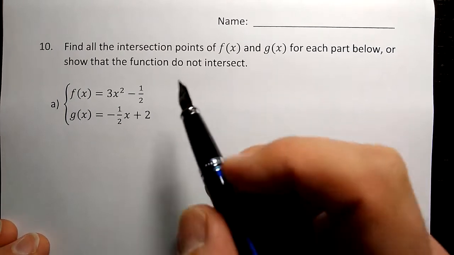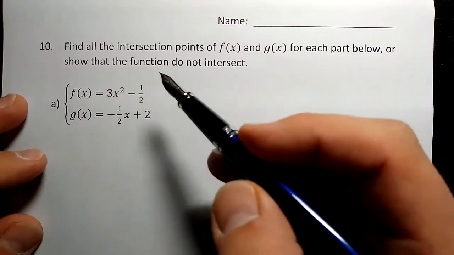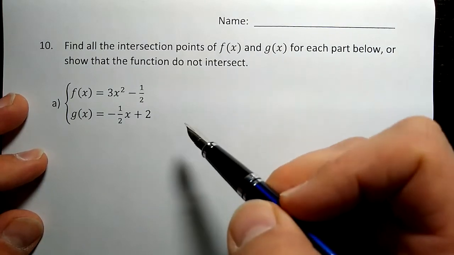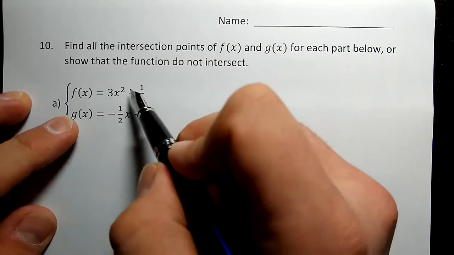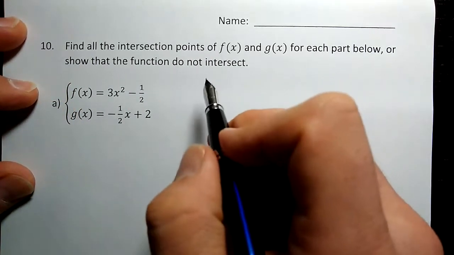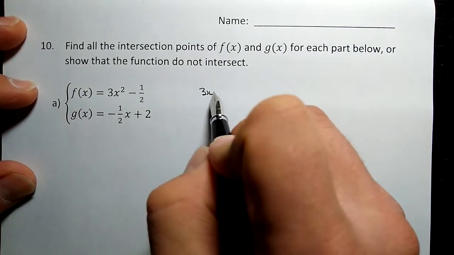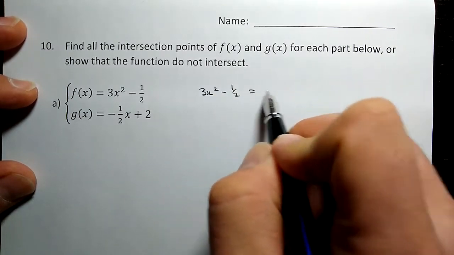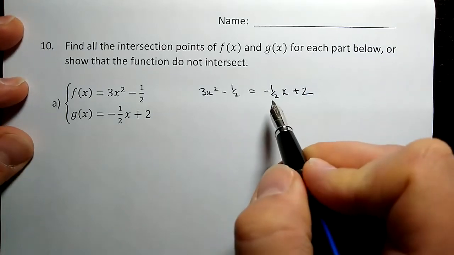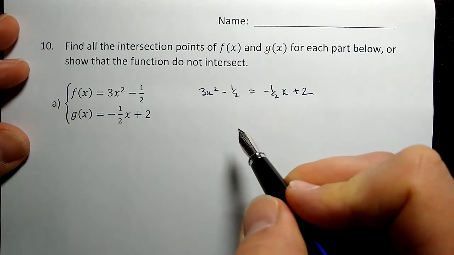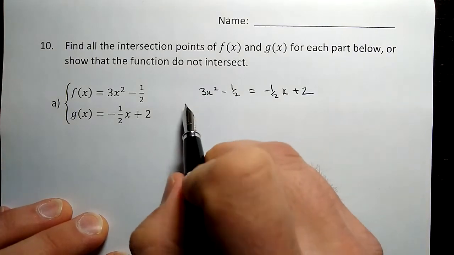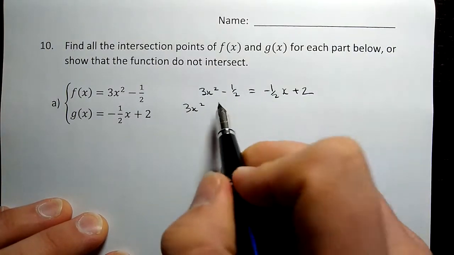Doing great, almost there. We have 2 more parts in question 10. Find all the intersection points of f and g for each part below, or show that they do not intersect. So we have 2 functions. Both are written in the usual function notation. So we want to know, when does the first one equal the second one? And to do this, we're going to put everything into standard form and see if we can either factor or use the quadratic formula to help us out. So I'm just going to do that quickly.